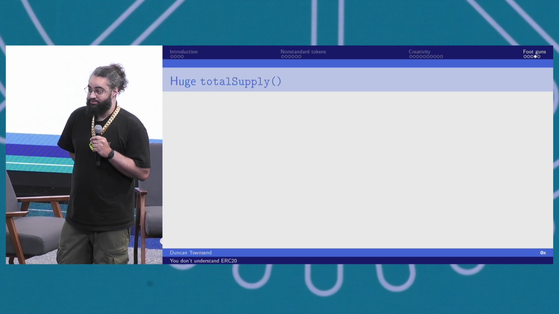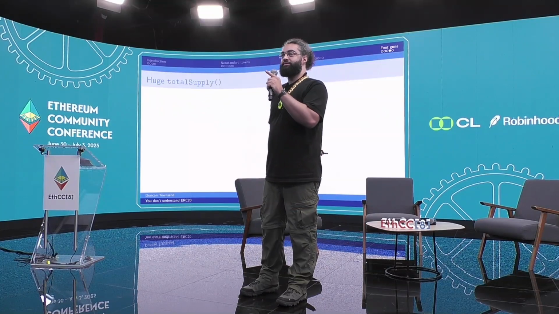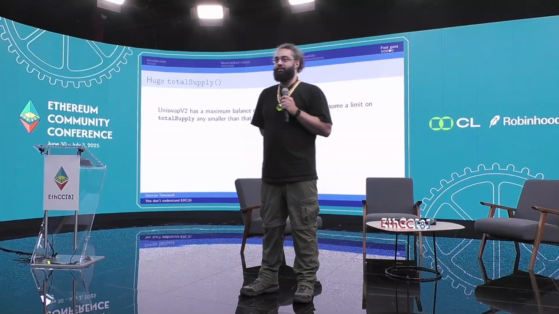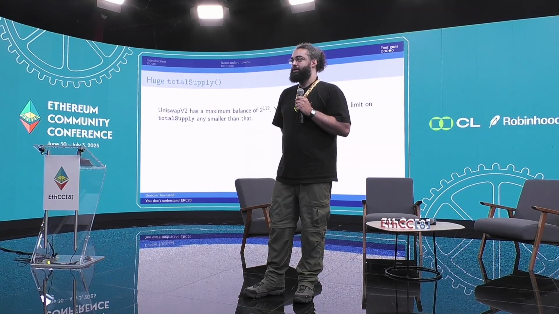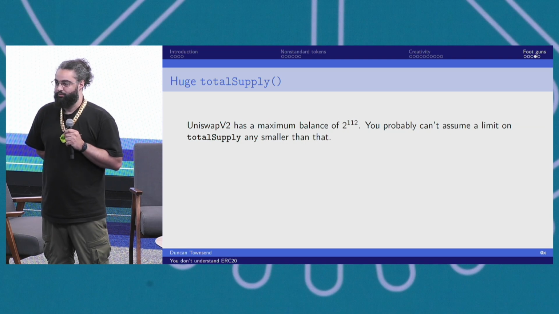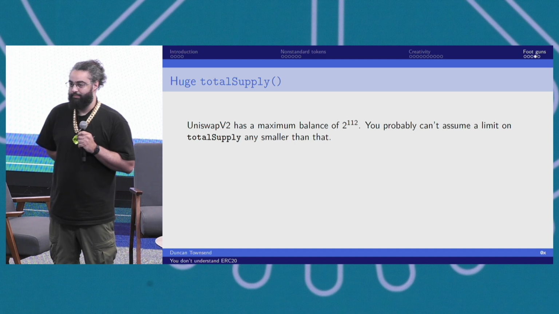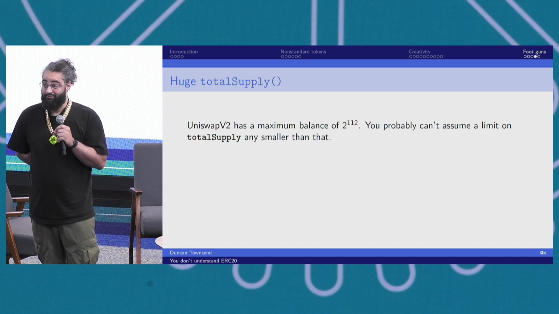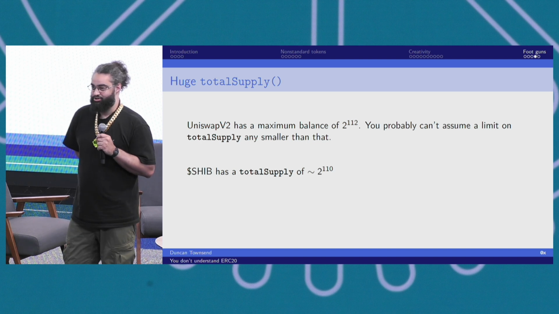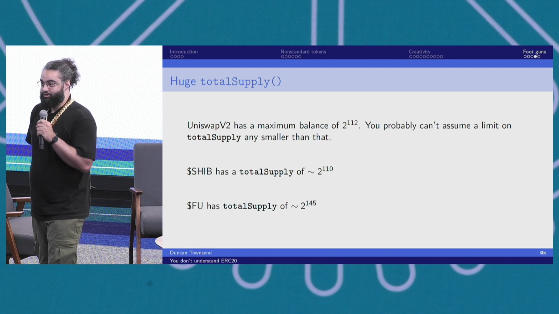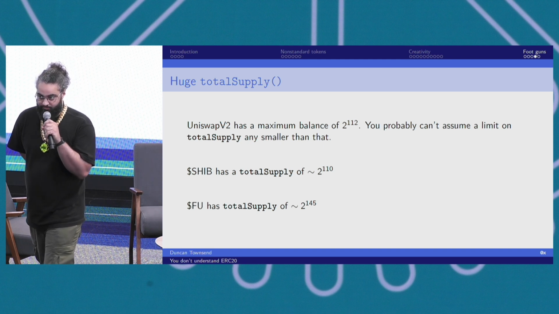Total supply might be enormous. A lot of people make assumptions that multiplying a token balance by another token balance isn't going to overflow. Wrong. It might. For the most part, you can sort of safely assume that a token balance won't go over 2 to the 112, because that's the limit for Uniswap v2, and everybody wants to be compatible with Uniswap v2. But there are real tokens with real value, top 200 by market cap tokens, that get very, very close to that. For example, SHIB has a total supply of nearly 2 to the 110. And likewise, the token that I'm going to airdrop you, very evil.